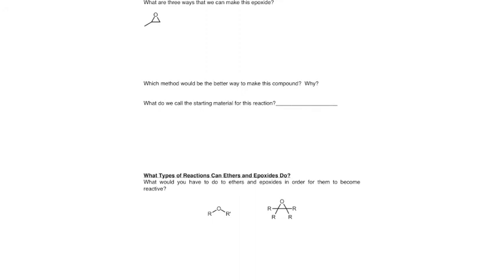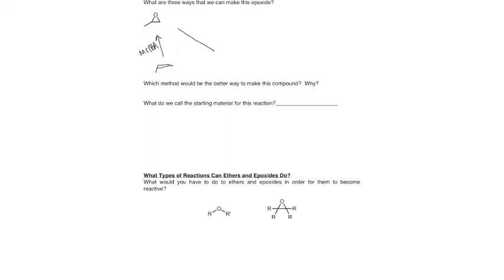How can we get to epoxides? Well, we already know how to make them. So what we're going to do is just review what we did to make them. Epoxides are made from alkenes, right? That one has a methyl, so I'll make sure there's a methyl in there. So something like MCPBA would give us that epoxide.